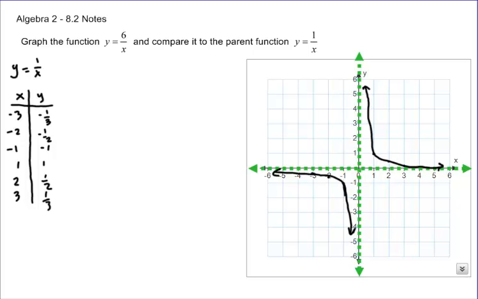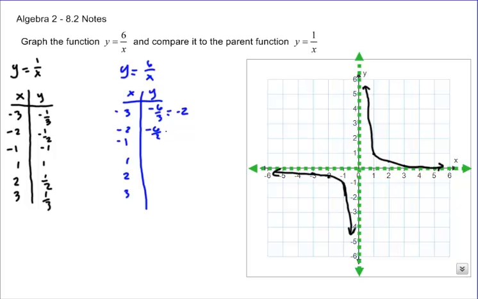Okay, so now when I look at y equals 6 over x, I can do the same things. So I've got x and y here, and let's just pick the exact same points: -3, -2, -1, 1, 2, and 3. And so when I put -3 in for x, I get 6 over -3, which is -2. And when I put -2 in for x, I get 6 over -2, which is -3. And then when I put -1 in for x, I get 6 over -1, which is -6. So when I look at this half at -3, I'm at -2.